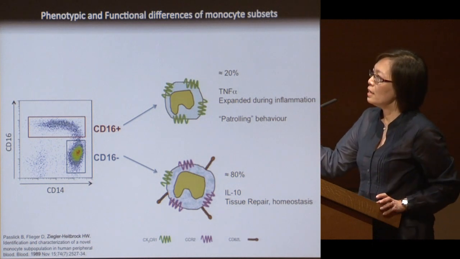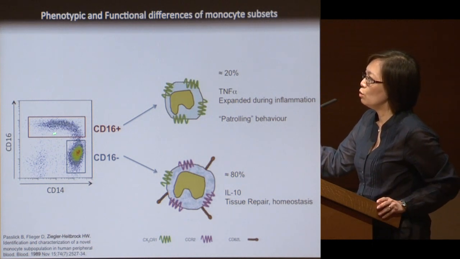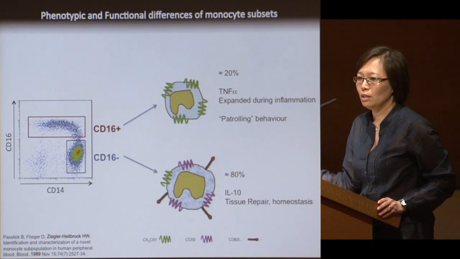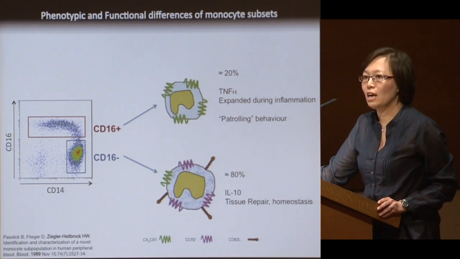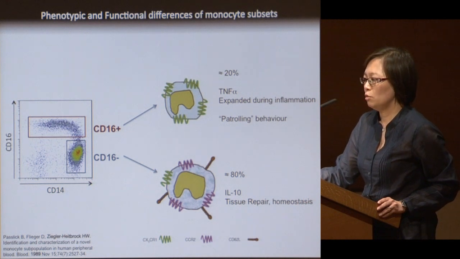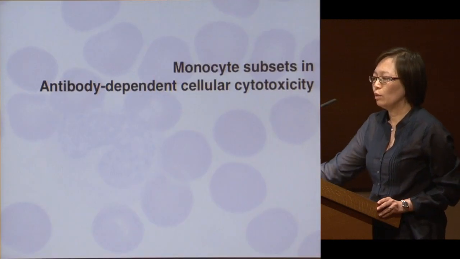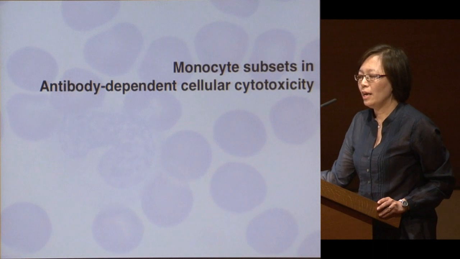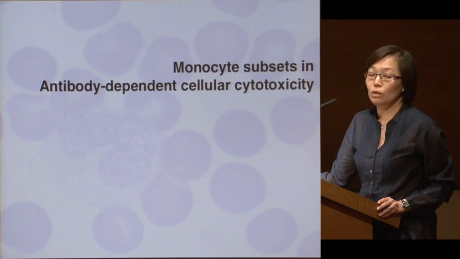And also, CD16 is a marker that is used to segregate the two subpopulations, and this marker is also Fc gamma receptor III. So one of the stories I'm going to share with you today is basically looking at the role of monocyte subsets in antibody-dependent cellular cytotoxicity.